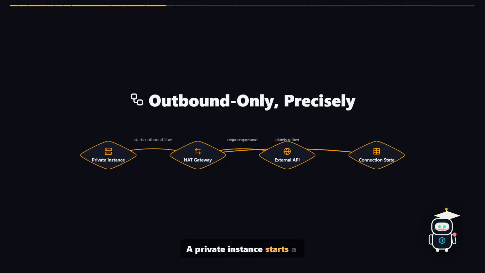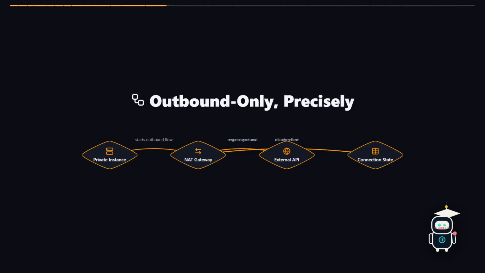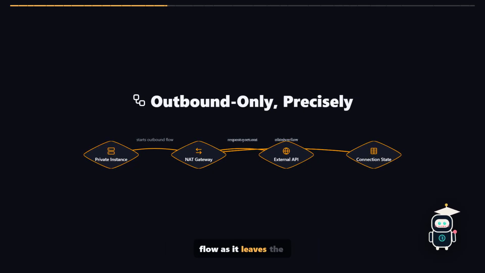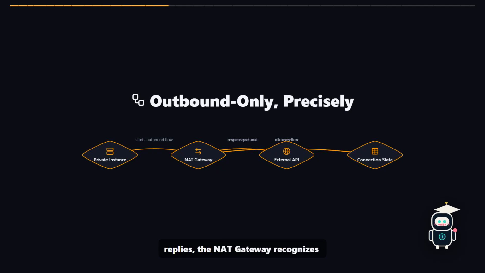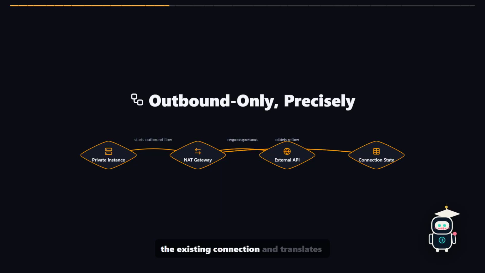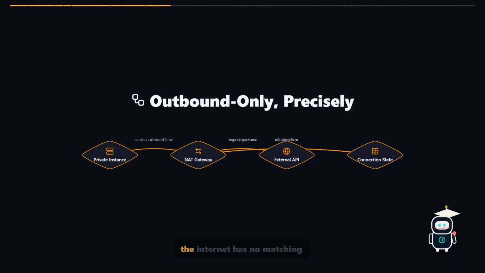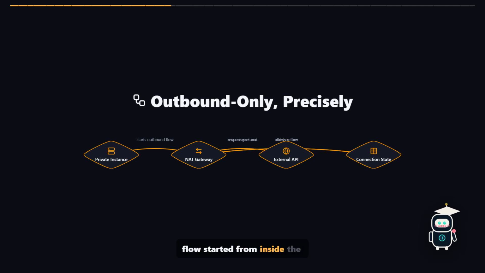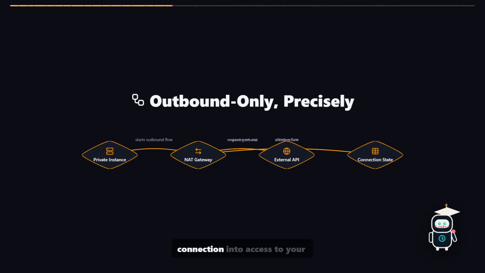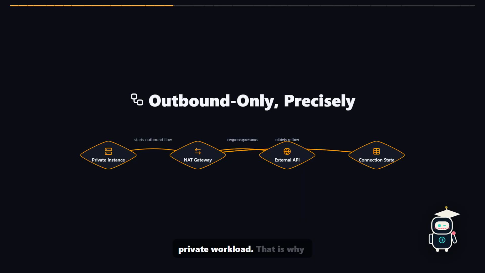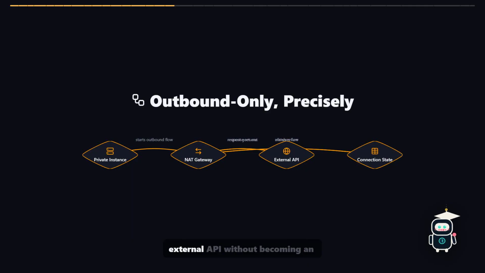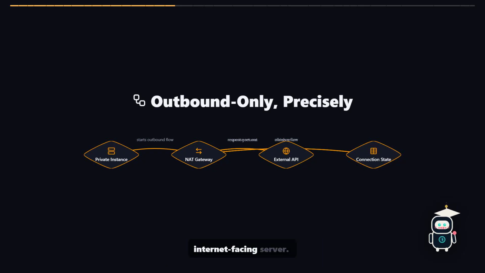A private instance starts a connection to an external service. The NAT gateway translates that flow as it leaves the VPC. When the external service replies, the NAT gateway recognizes the response as part of the existing connection and translates it back to the private instance. A brand new connection from the internet has no matching flow started from inside the VPC. The public NAT gateway does not turn that inbound connection into access to your private workload. That is why a private application server can download updates or call an external API without becoming an internet-facing server.